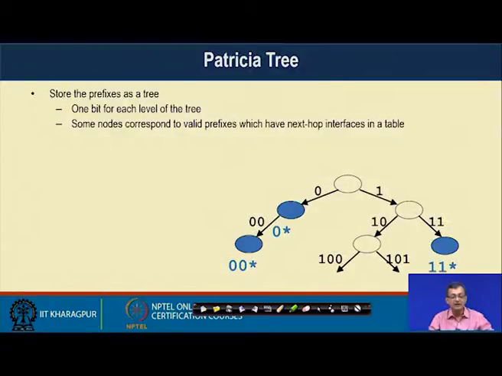So, one very traditional way of looking at it is this Patricia tree, which in this case is binary, where you have 0 and 1. So, 1 bit for each level of the tree. Some nodes correspond to variable prefixes, which have the next hop interface in a table. Wherever the match goes, it goes on, but in some cases it may not be very efficient, because the tree can be skewed and a large number of entries can be there.